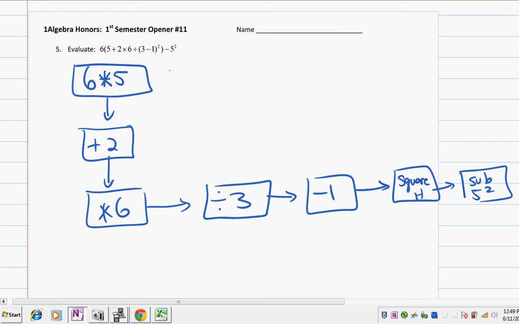So we get 30, 32 times 6, 180, 192, divided by 3, 64, minus 1, 63, 63 squared, 3969, and then subtract 5 squared, so minus 25? Or do I subtract 5 and then square that? I don't know. So this is 3944. Well, you can imagine that someone else might interpret a different way.